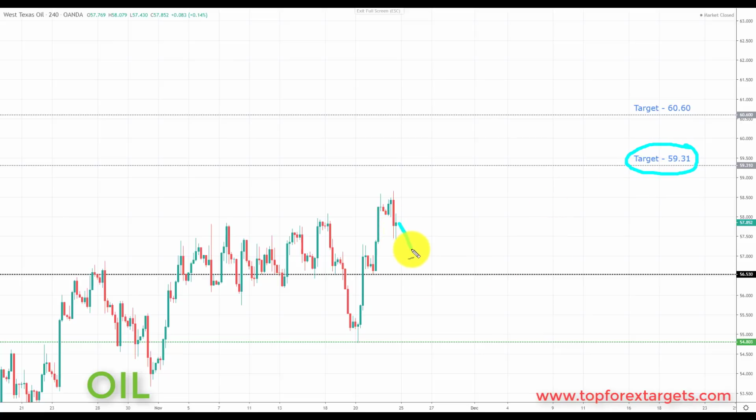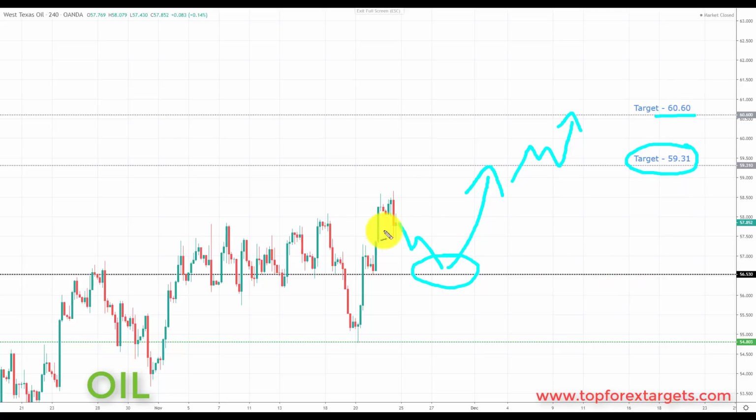If we can get a pullback and a retest of broken resistance turning support at the 56.53, this is going to be a great place next week to start once again to look for those bullish formations and patterns. We're going to be looking up towards the next key area of resistance to the upside and the target from last week at 59.31. And if we can get a break through here, we're going to be looking up towards the next key area of resistance to the upside and target 2 at the 60.60.